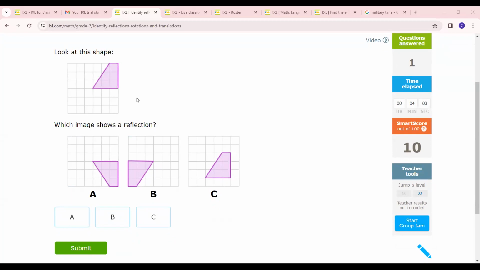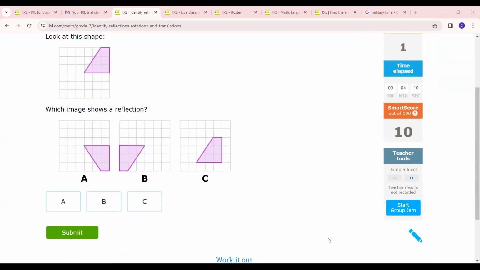Well, if it's a reflection, we first have to figure out a line of reflection. So if we're saying there's a reflection, is this the line of reflection? Because if this is the line of reflection, then it's going to look something like that, and then this like that, and then like that. So yeah, it's going to be A.